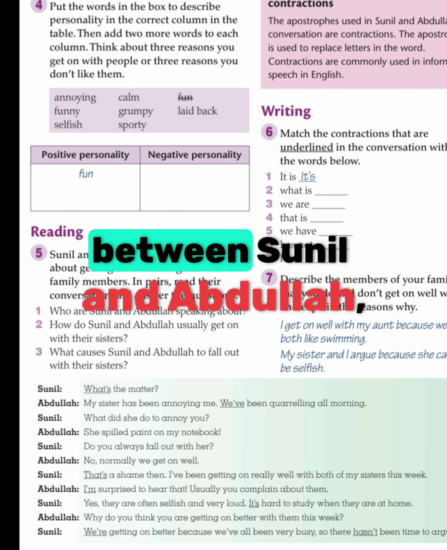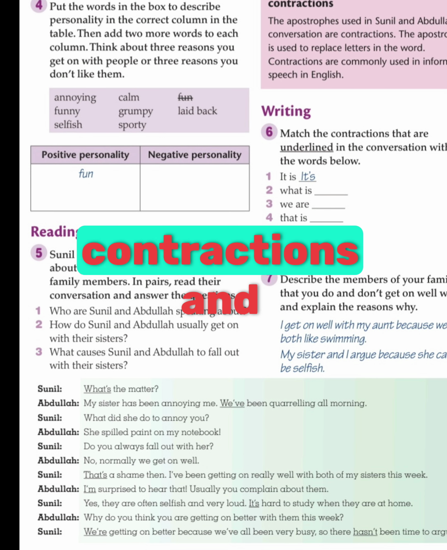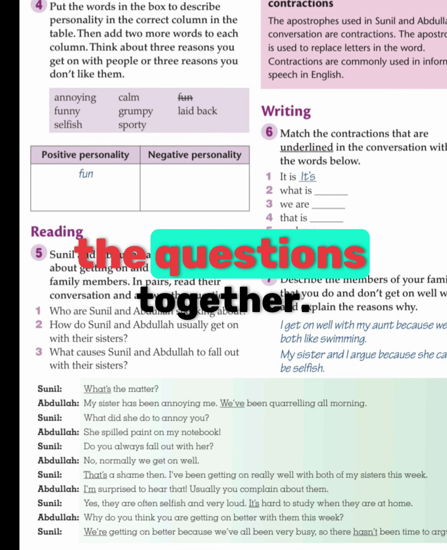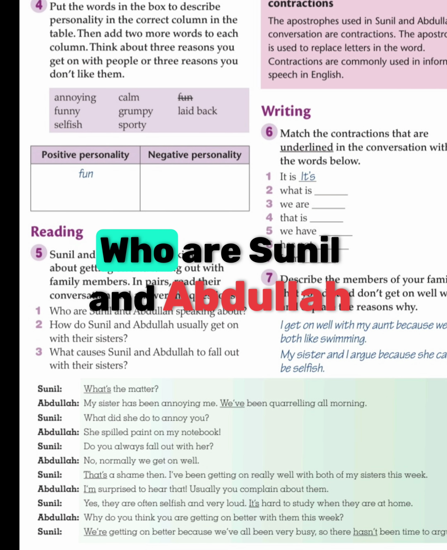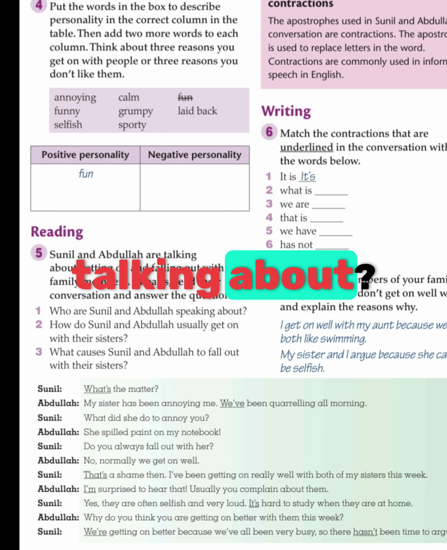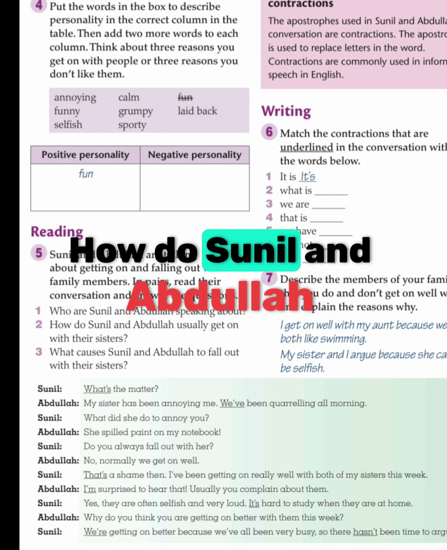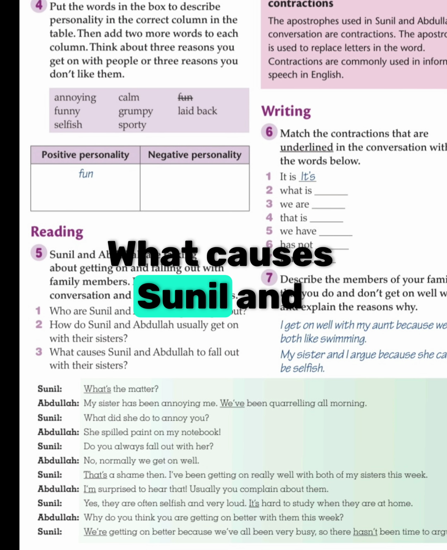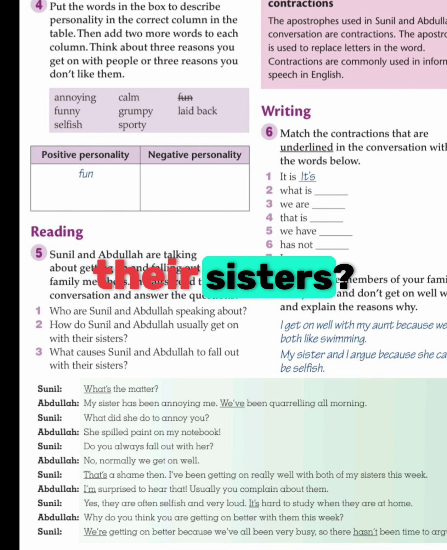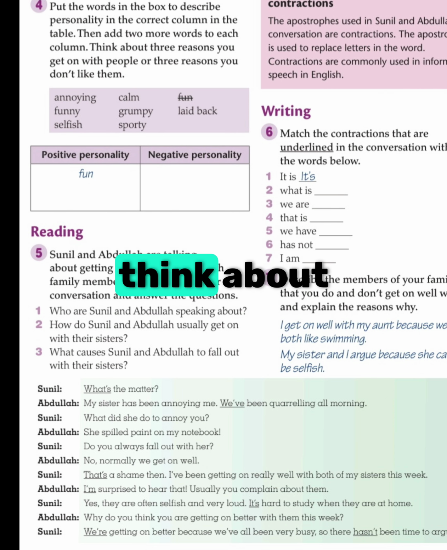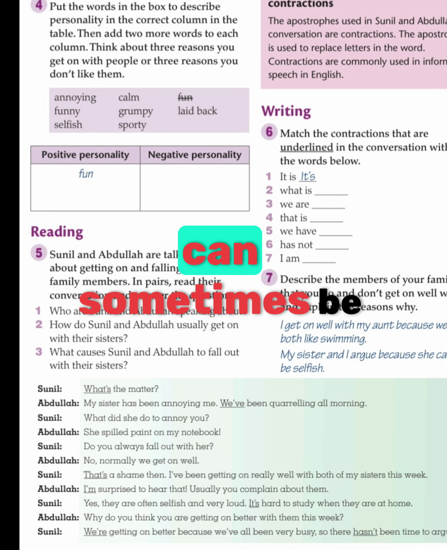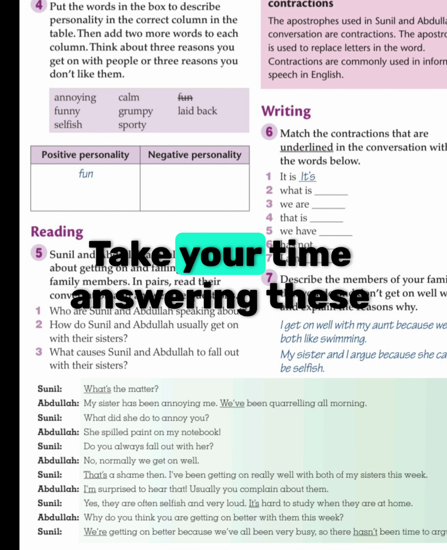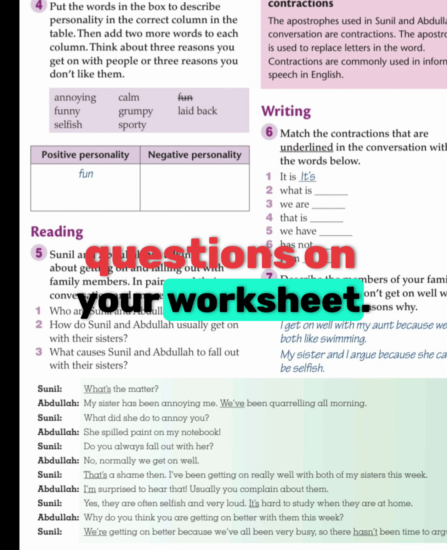Read the dialogue between Sunil and Abdullah, emphasizing the contractions and conversational tone. After reading, let's answer the questions together. 1. Who are Sunil and Abdullah talking about? 2. How do Sunil and Abdullah usually get on with their sisters? 3. What causes Sunil and Abdullah to argue with their sisters? This section is a great way to think about how family relationships can sometimes be a mix of positive and challenging experiences. Take your time answering these questions on your worksheet.